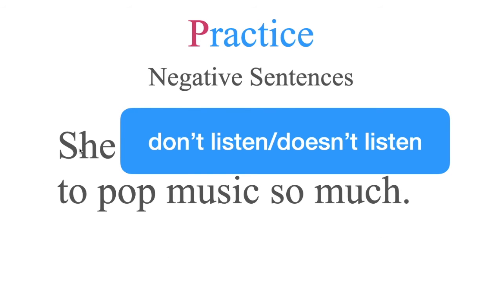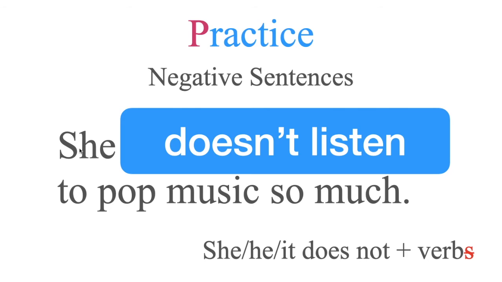Let's look at a negative sentence. She don't listen to pop music so much, or she doesn't listen to pop music so much. That's right. When we use she, he, it, we use does not plus verb. So she doesn't listen to pop music that much.